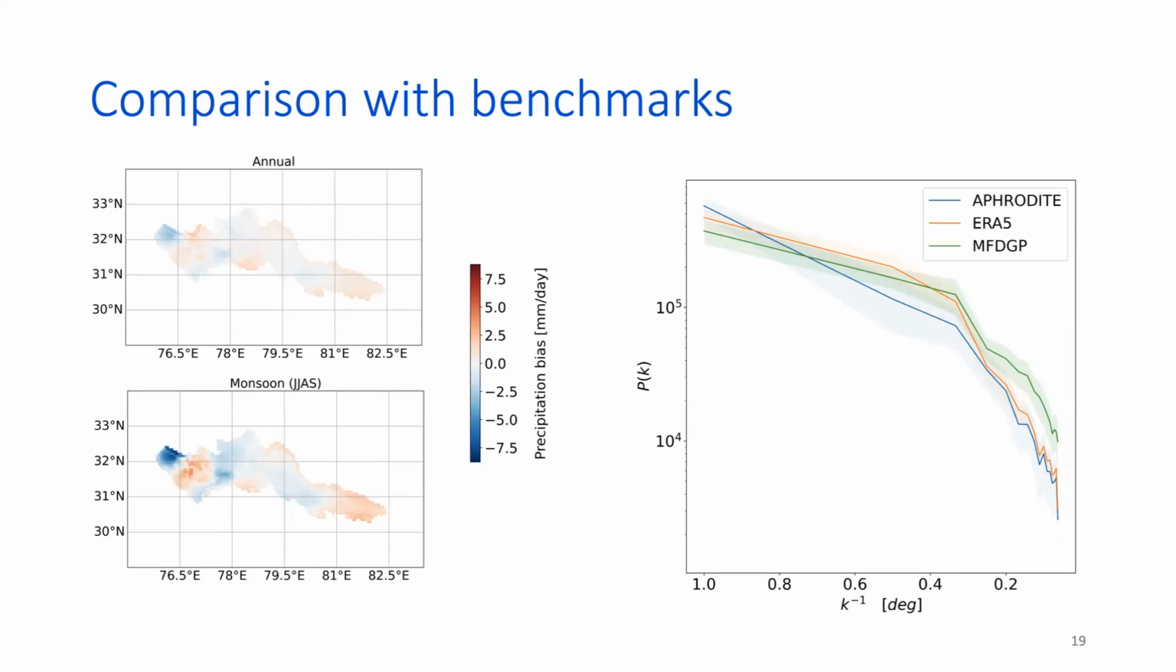However, we're seeing more significant differences when we start looking at the seasonal averages. So here's an example of the monsoon. I'm still trying to understand where these differences are coming from and why they could be generated in this way.